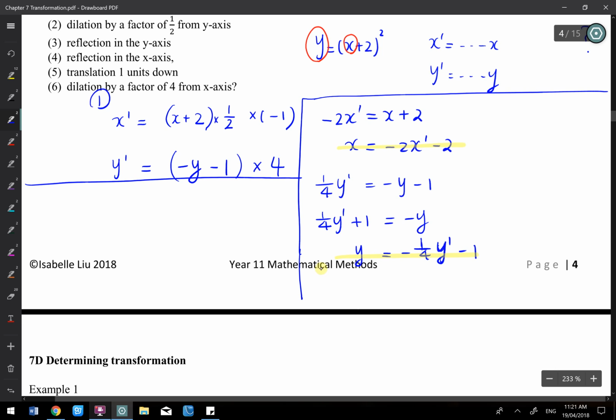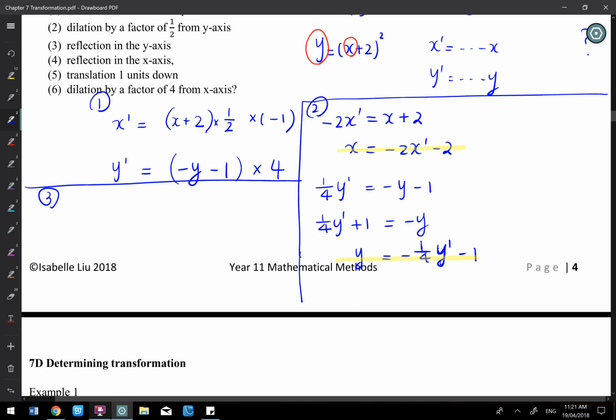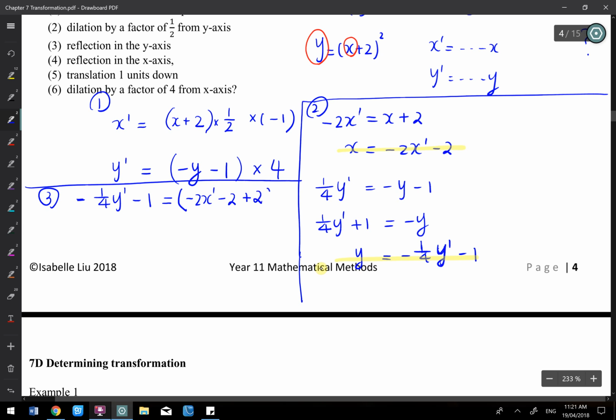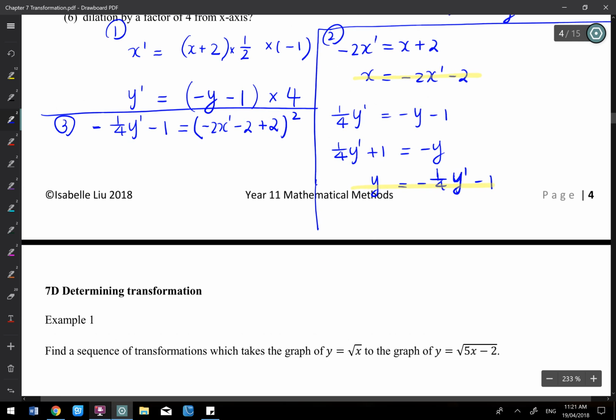Okay, step number 1, step number 2, and step number 3 will be the substitution. We're trying to sub things in. So the y will become minus a quarter y dash minus 1, and your x will be changed to minus 2x dash minus 2. And don't forget you have a plus 2 originally. So that's the position for y, that's the position for x.